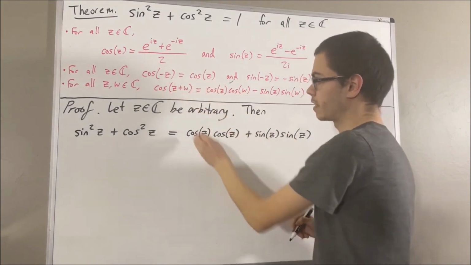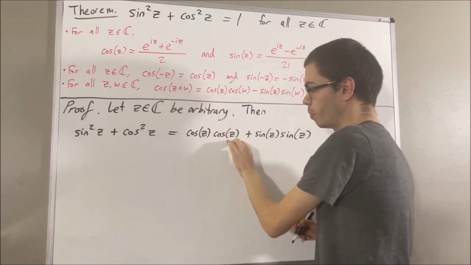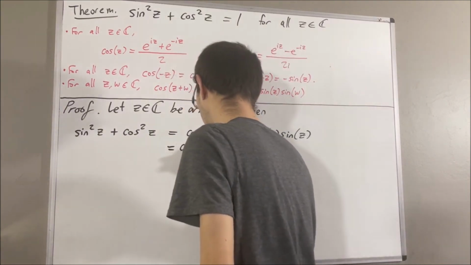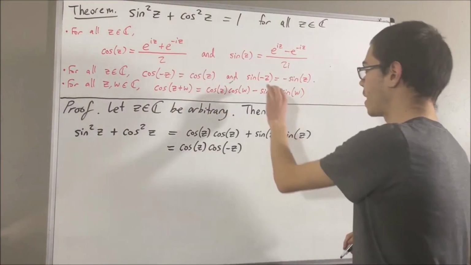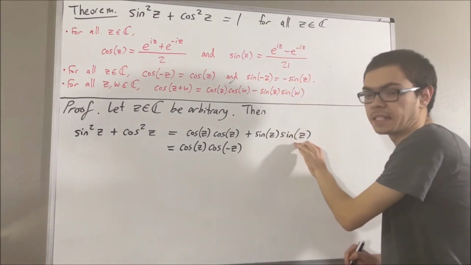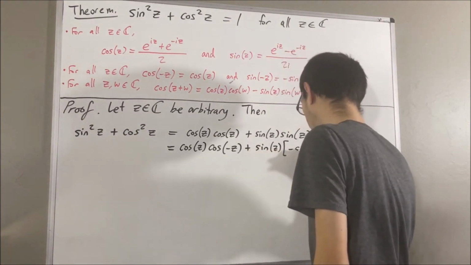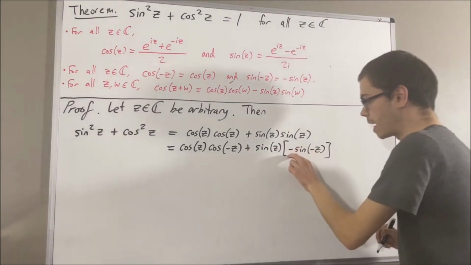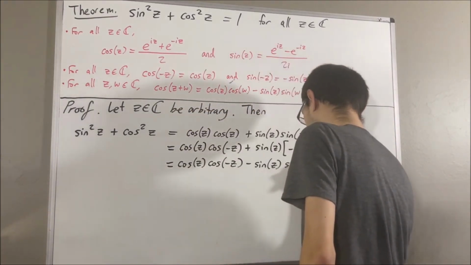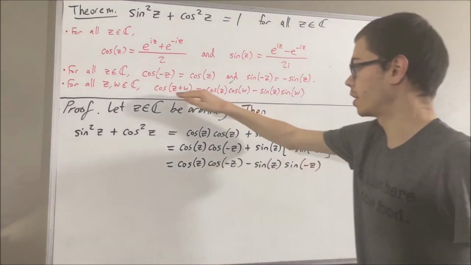Now, using the fact that cosine is an even function, we know that we can replace the second cosine of z with cosine of negative z. But then, using the fact that sine is an odd function, we can replace the second sine of z with negative sine of negative z. And then let's just pull the minus sign out to the front. Just like that. And now we're ready to apply the cosine addition formula.